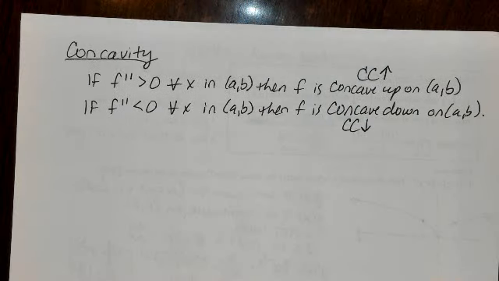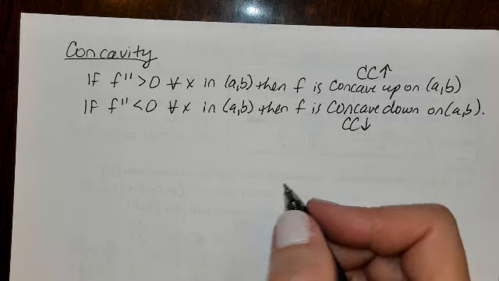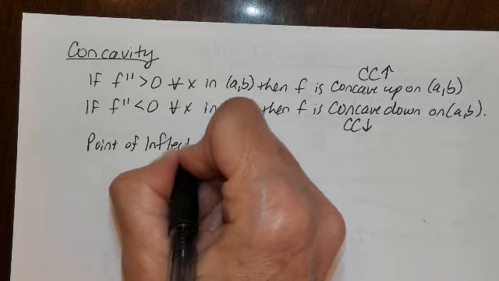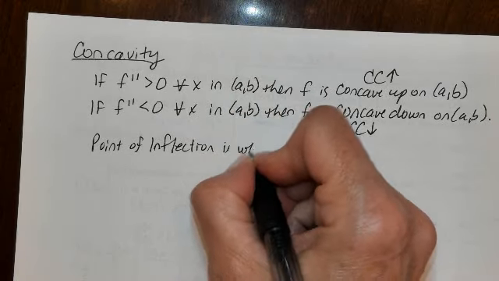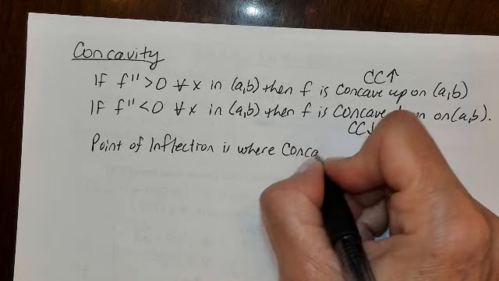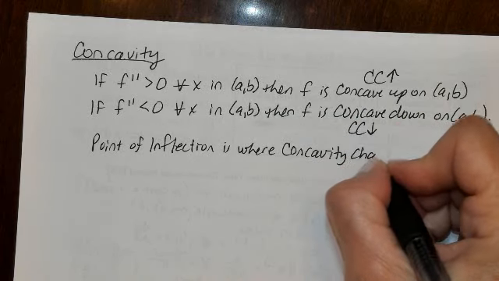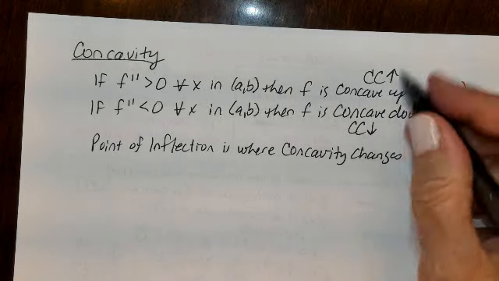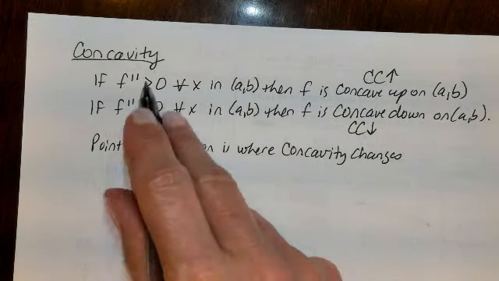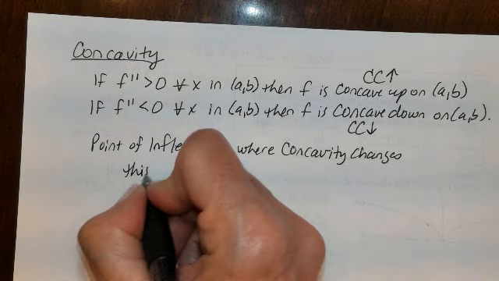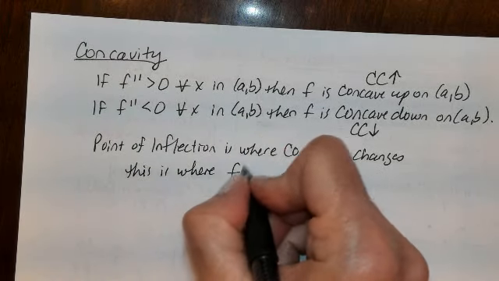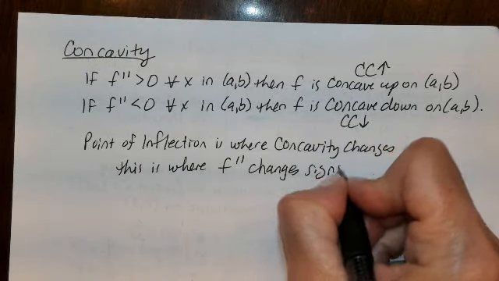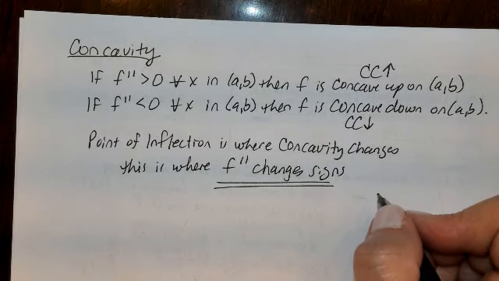Okay? Now, we also talked about point of inflection, and a point of inflection is where concavity changes. So concave up to concave down, or concave down to concave up, either one. And since concavity depends on f double prime, it's where f double prime changes signs.